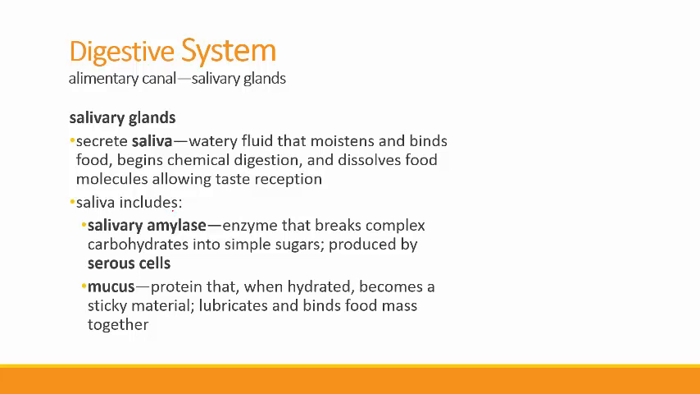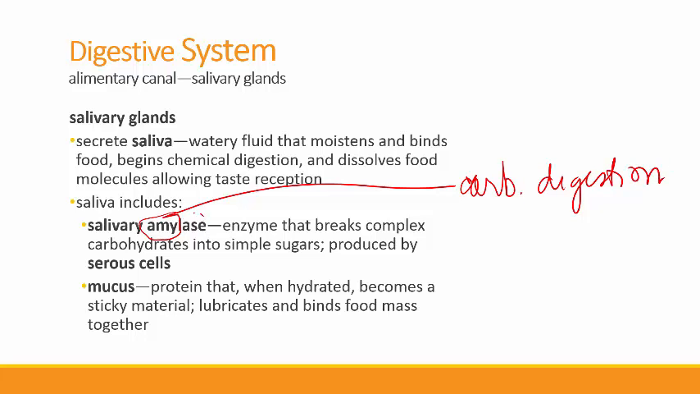So anytime you see amyl, that relates to carb digestion. And this ase suffix here means that it is an enzyme. So many of the enzymes end in an ase.